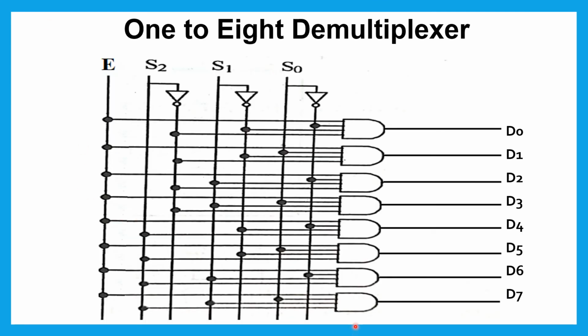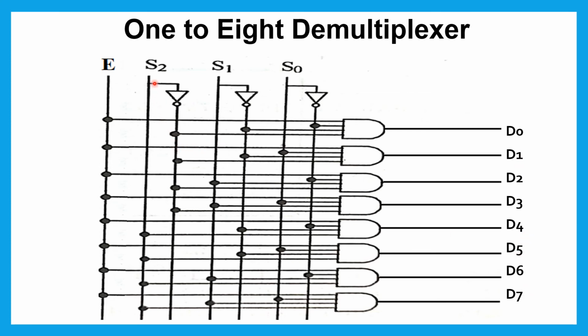The logic diagram of the 1 to 8 demultiplexer is like this. Here there are 8 AND gates and 3 data select lines S2, S1, S0 and only one data input line E. All the AND gates are connected to this E line. Then the output lines are D0, D1, D2, D3 up to D7.